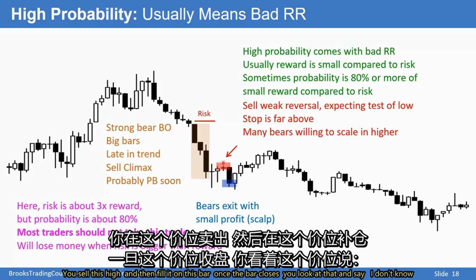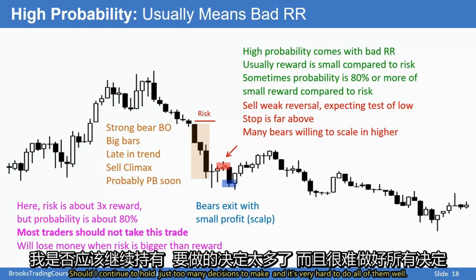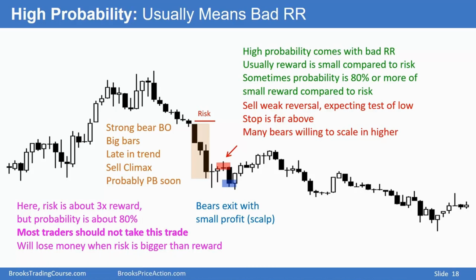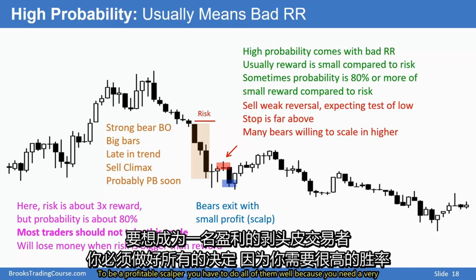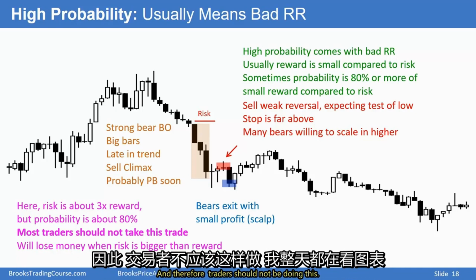You sell this high and then fill it on this bar, and once the bar closes, you look at that and say, well, I don't know, I was hoping for a big bear bar on this bar when I entered, and I did not get it. Should I continue to hold? Just too many decisions to make, and it's very hard to do all of them well. To be a profitable scalper, you have to do all of them well, because you need a very high winning percentage to make a consistent living, a good living as a scalper, and therefore traders should not be doing this.